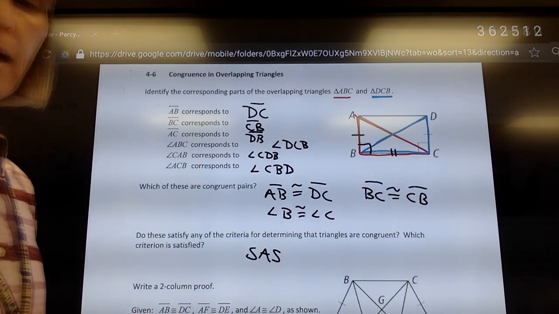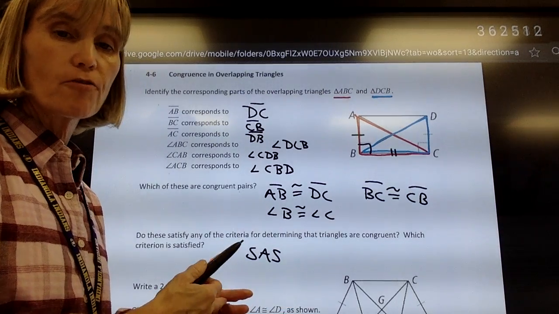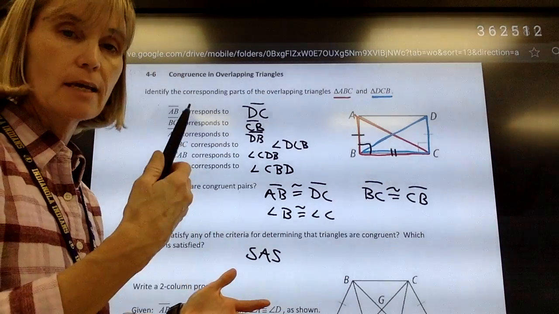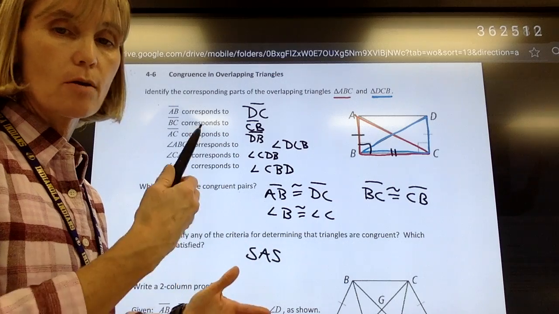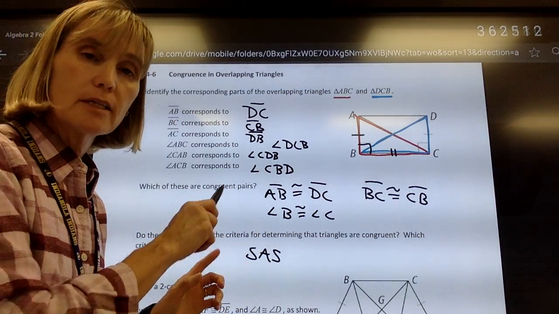So you have to be careful of that. Don't assume that if it's a right triangle, it has to be HL. It can still be those other four that we've already talked about: SSS, SAS, ASA, or AAS. Don't assume that it has to be HL. It can be, but in this case, it's not.